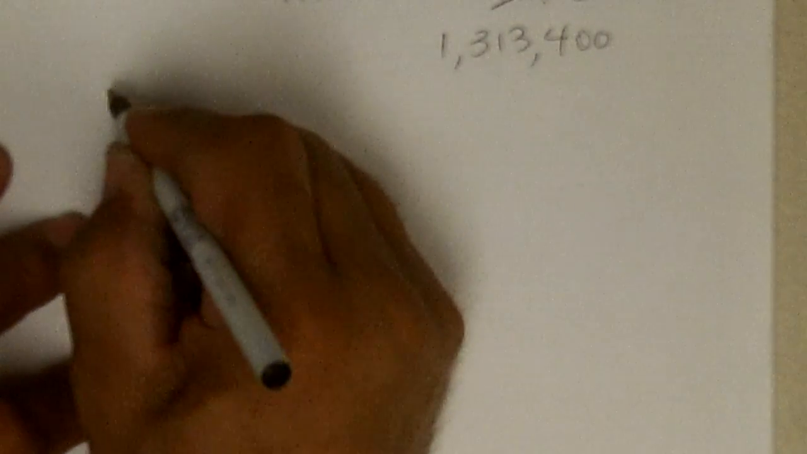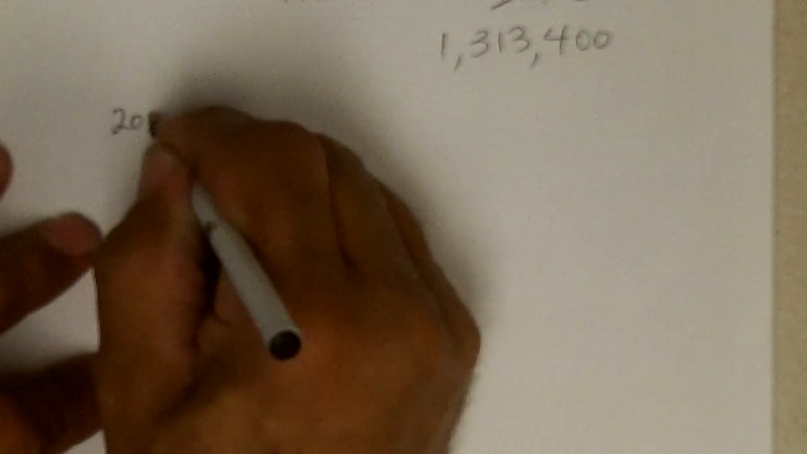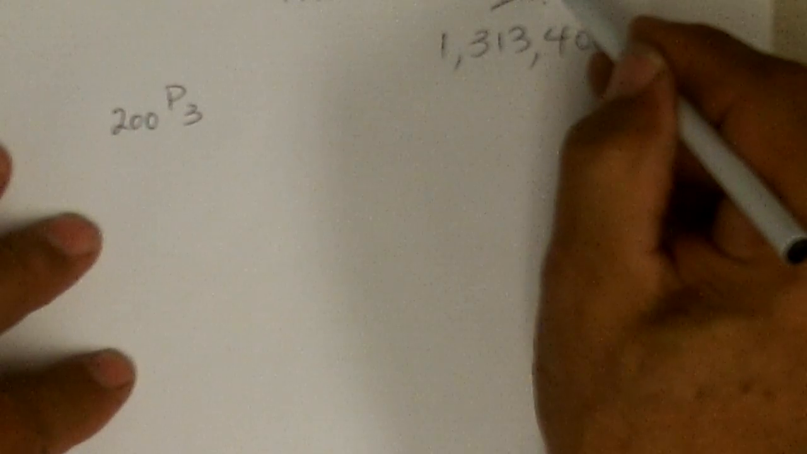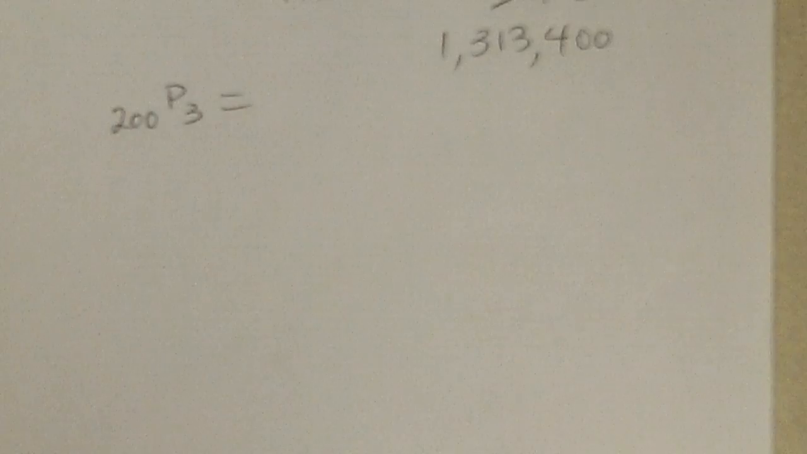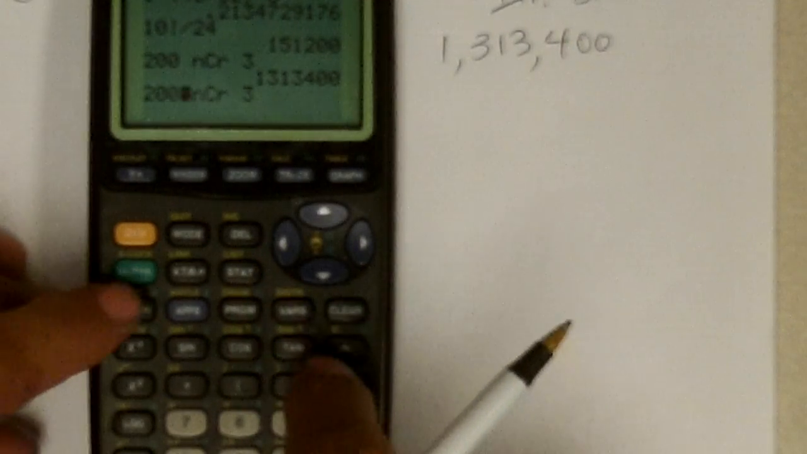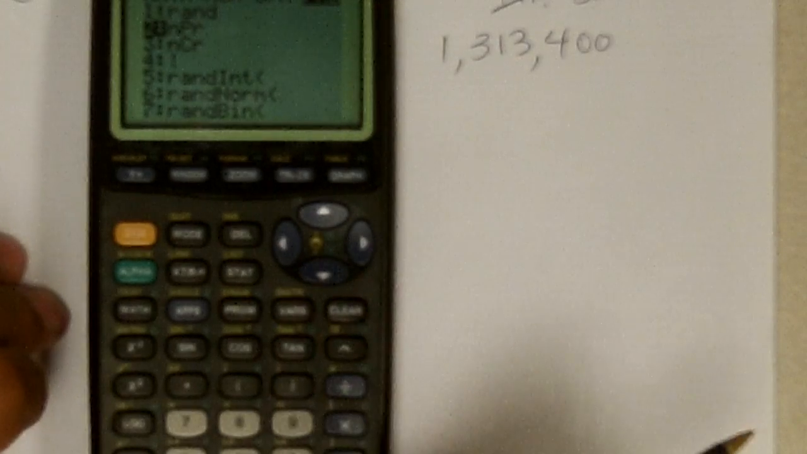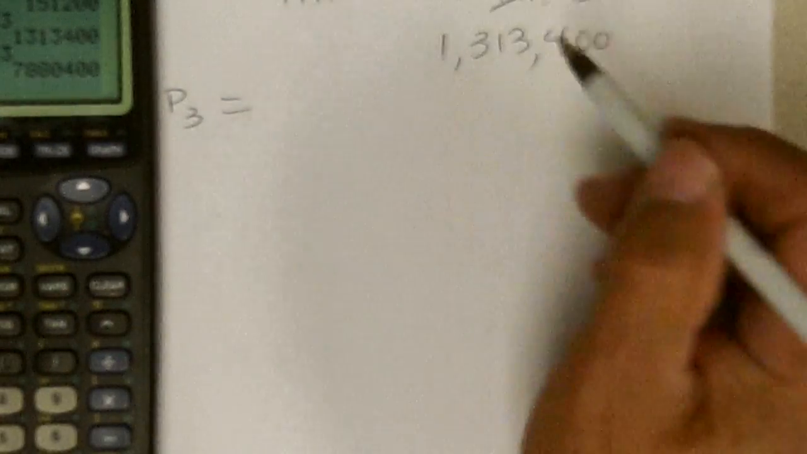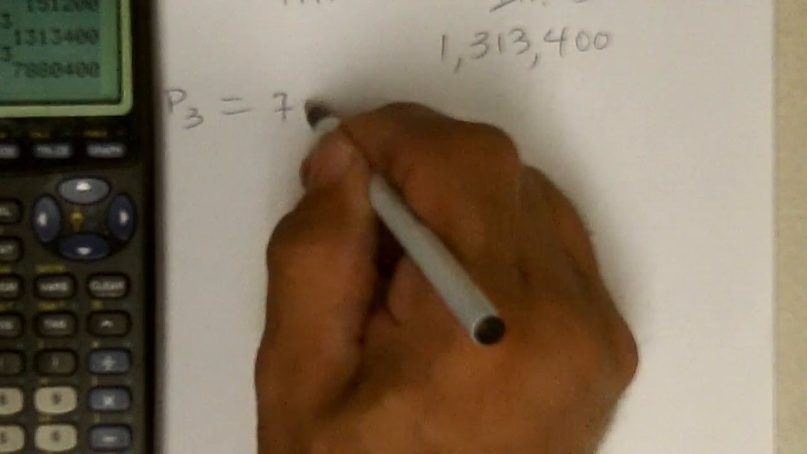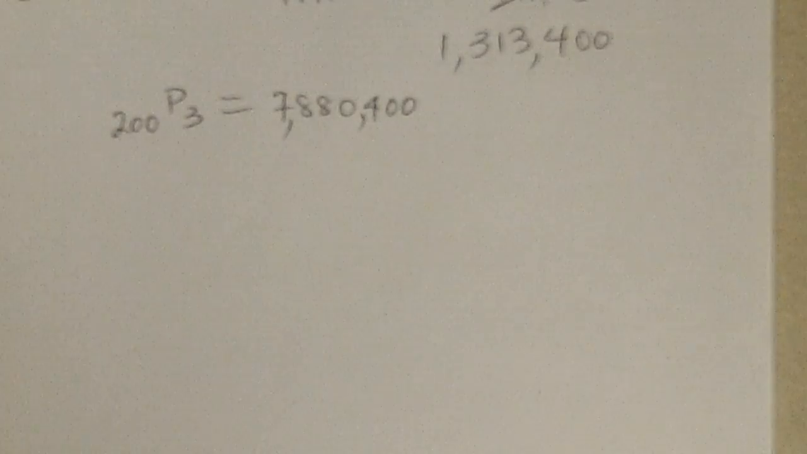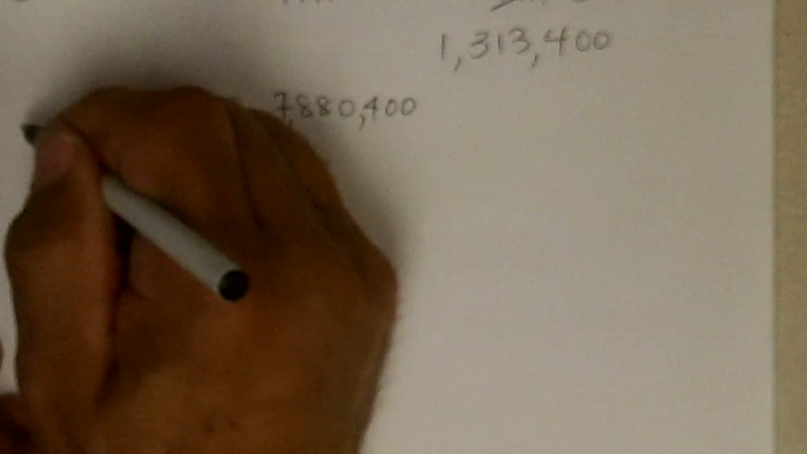11. How many ways are there to select a president, vice president, and secretary from that? So now we do care what order they are. So that's 200 P3. It's going to be 200 times 199 times 198. We can do this in the calculator, same thing, only I have to change this to nPr. Math, probability, nPr 3, and I get more of them because it's 6 times this number, which is 7,880,400. So that was 11.